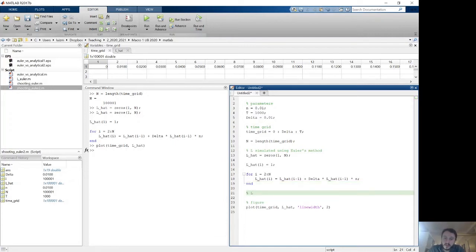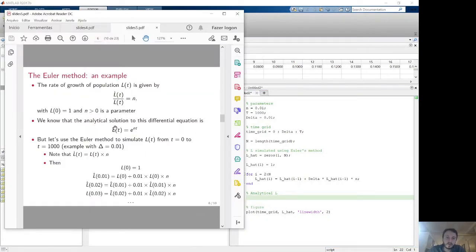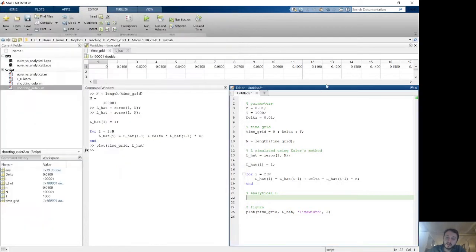So, analytical L. We saw the solution to the differential equation, which is this: L is equal to e to the power of n times t. I can write it like this. Let's say L analytical is exponential of n times time grid. So let's take a look at this.